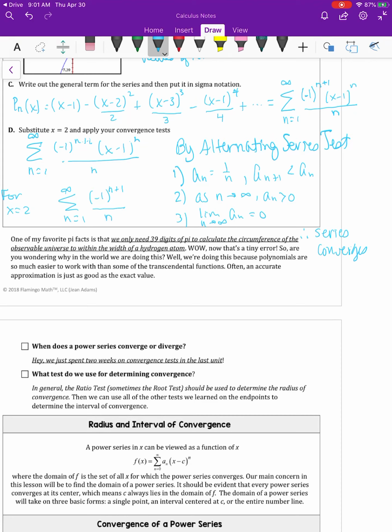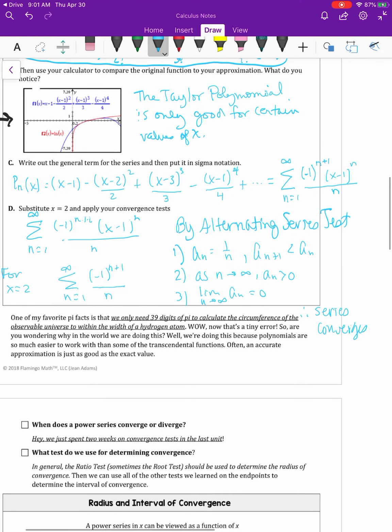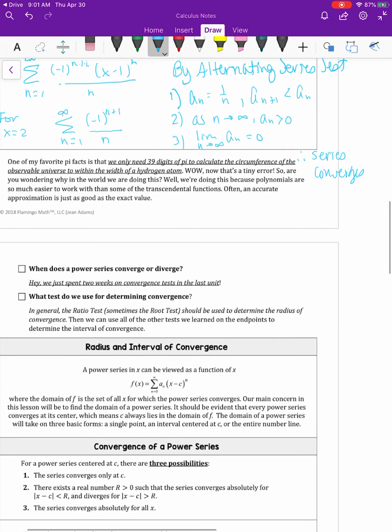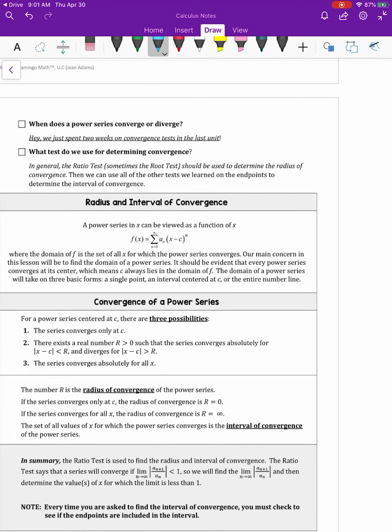Anyway, when does a power series converge or diverge? That is what we want to think about. What test do we use for determining convergence? In general, the ratio test, sometimes the root test, should be used to determine the radius of convergence. For a power series, we know that it converges, but not everywhere. We have converging alternating series but diverging regular series, so it only converges conditionally. Keep in the back of your mind that this is only conditional convergence.